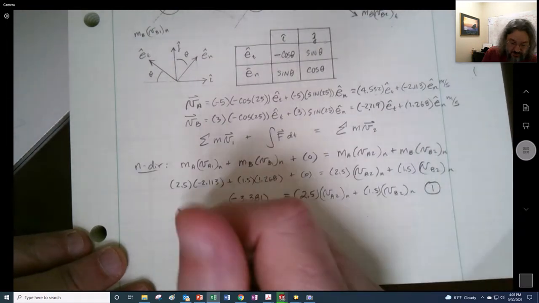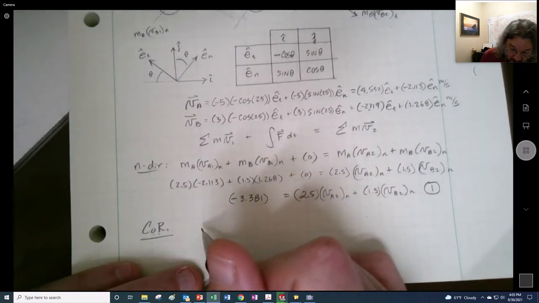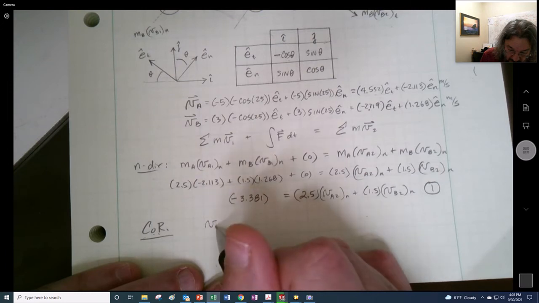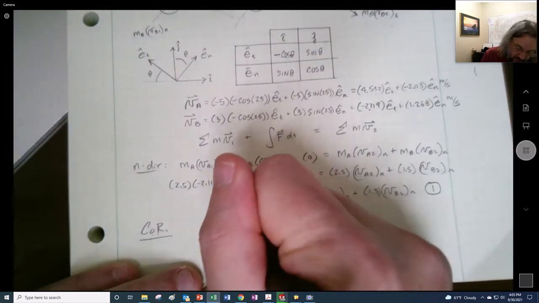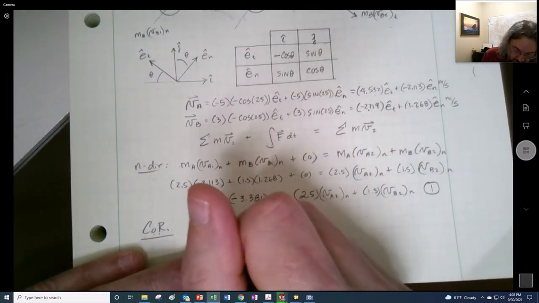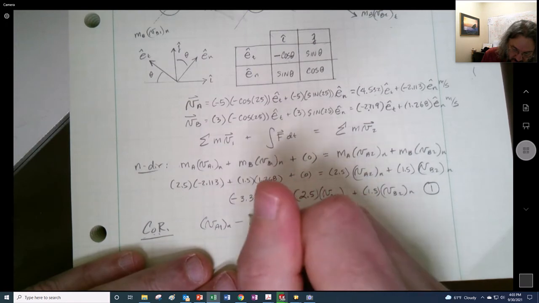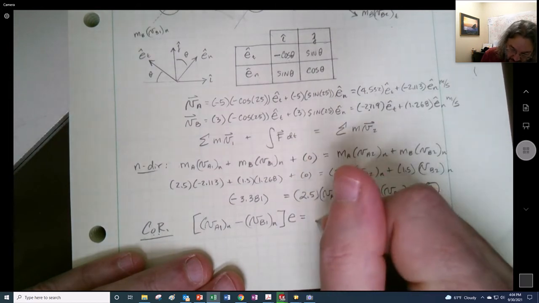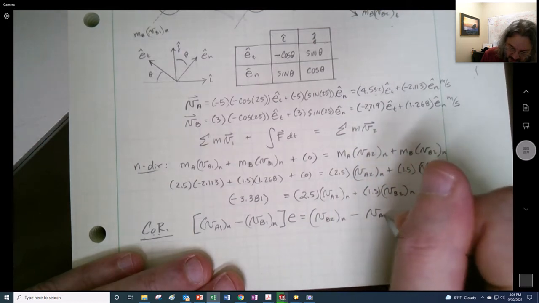So what do we use? The coefficient of restitution, the COR. And with the COR, we're going to say that VA1 in the normal minus VB1 normal, times the coefficient of restitution, is going to be VB2 normal minus VA2 normal.